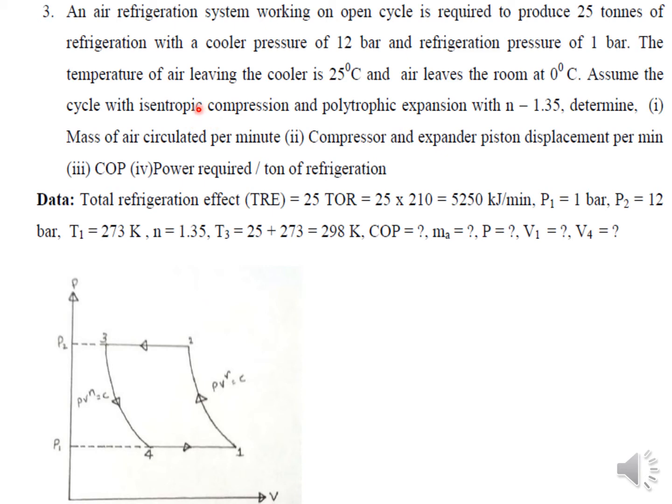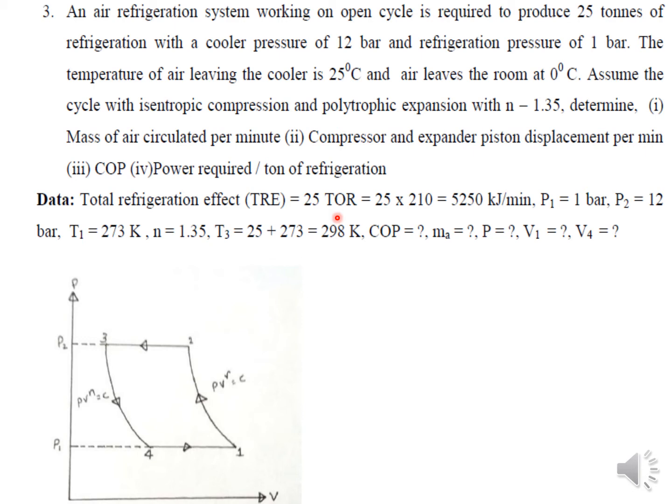So here you have to use gamma equal to 1.4, and polytropic expansion. Here the things are expanding. Here PV raised to n is equal to constant and n is 1.35. So this is a little bit more informative, and attentiveness is required. Presence of mind is required.